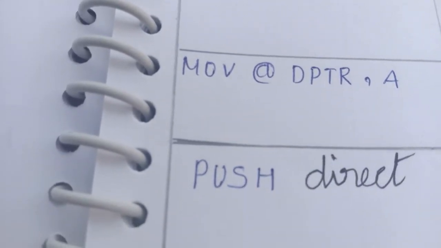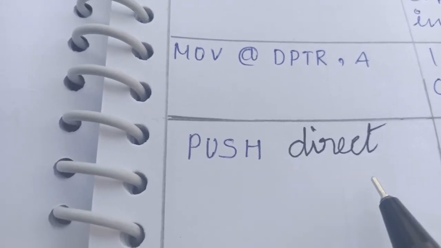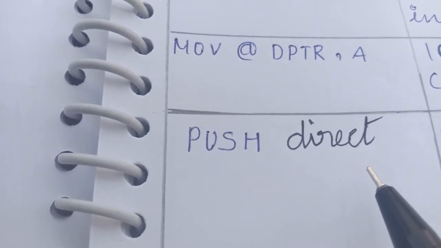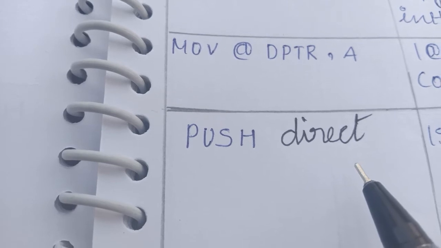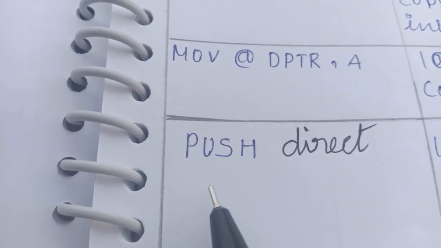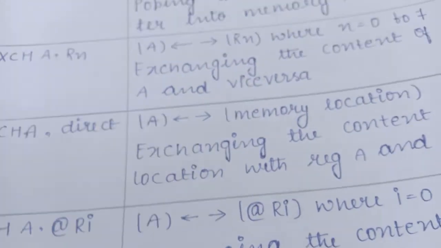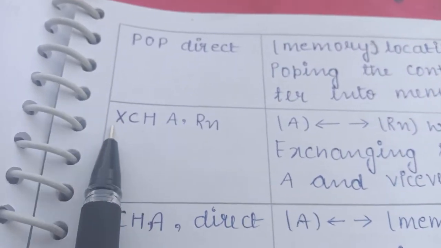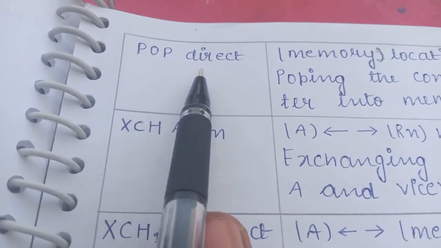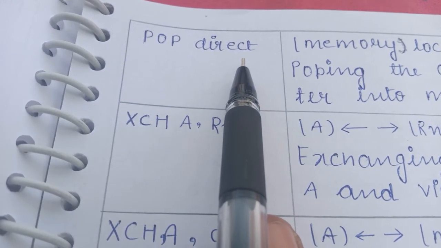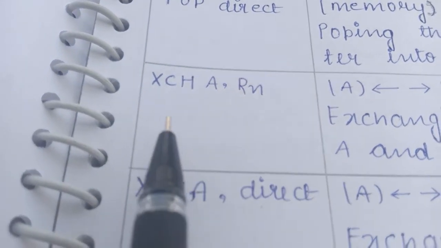data pointer register. Next, PUSH direct. As we know, push and pop instructions are used for quick accessing of data from the stack. So PUSH direct means push the direct byte into the stack. Next one is POP direct. POP direct means pop the direct byte, that is, retrieve the direct byte from the stack.